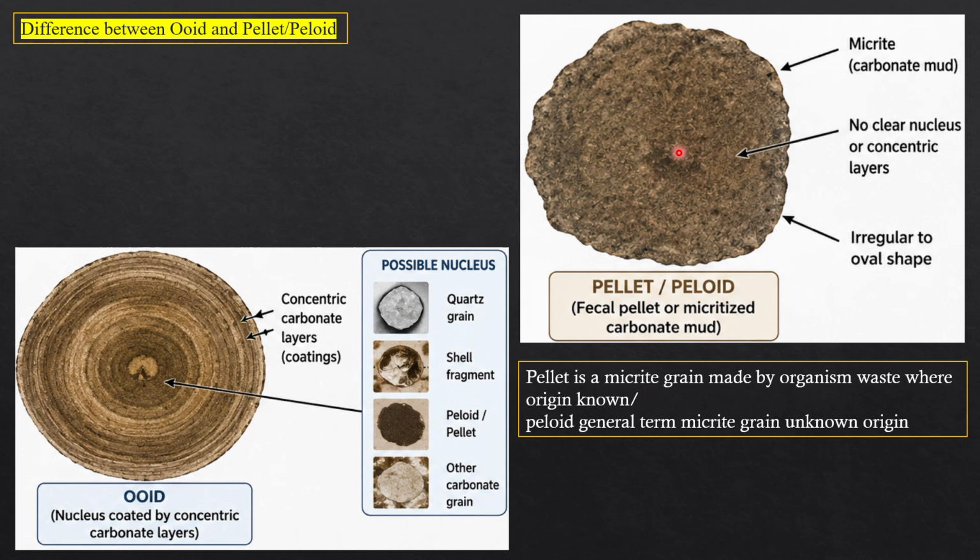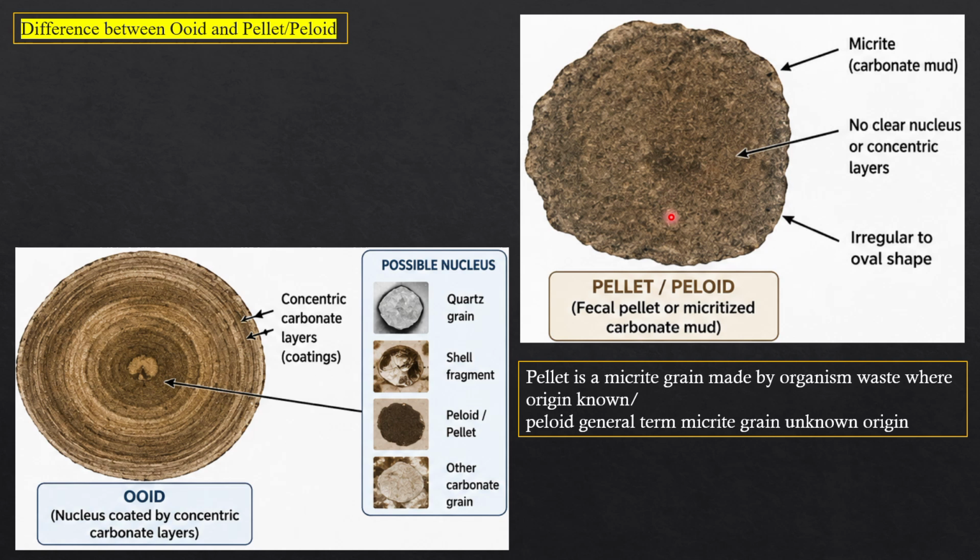But inside a peloid there is no nucleus, just irregular grains in micrite, carbonate-rich mud. We have pellets and peloids. A pellet means micrite grains or organism waste whose origin can be identified, but when it is not known what the micrite is or where this carbonate mud comes from, we call it a peloid.